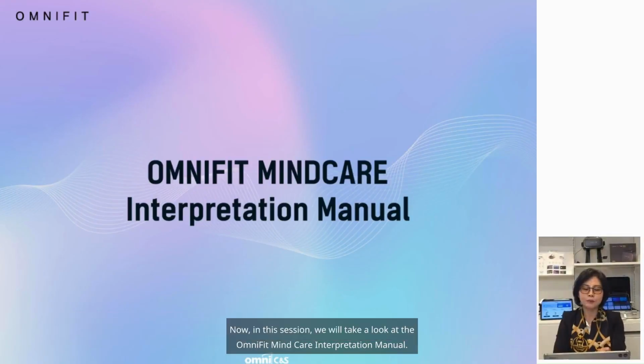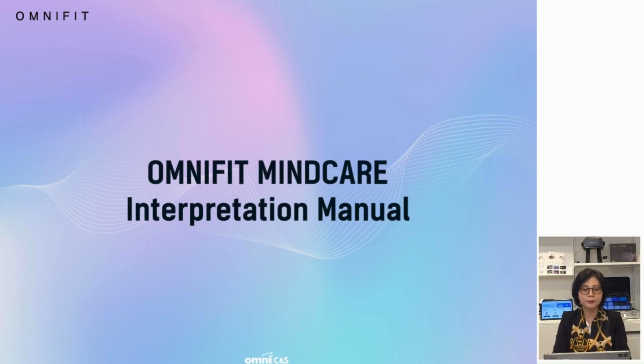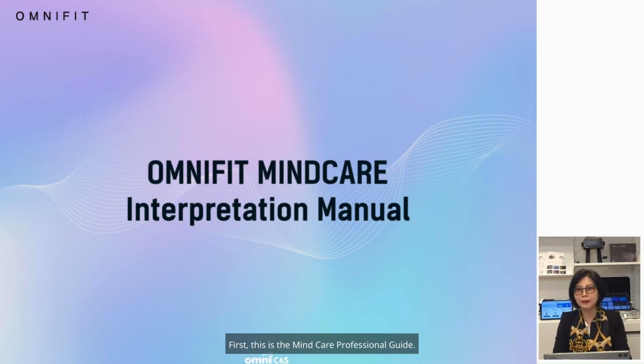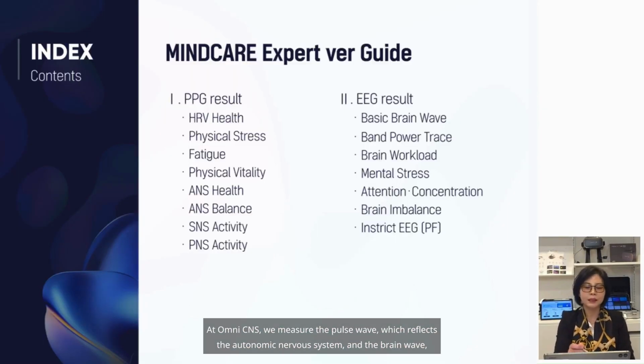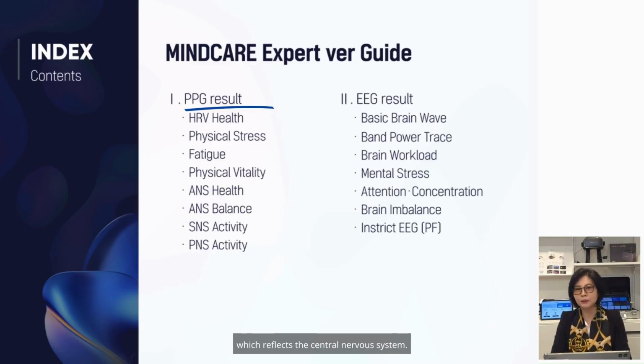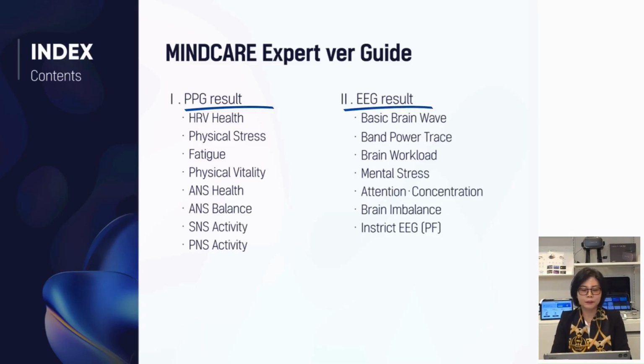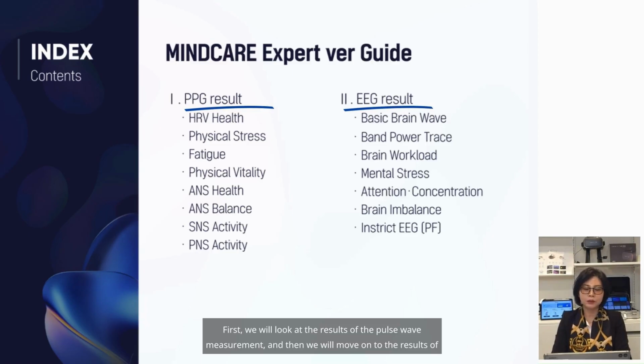Now, in this session, we will take a look at the OmniFit Mind Care Interpretation Manual. First, this is the Mind Care Professional Guide. At OmniCNS, we measure the pulse wave, which reflects the autonomic nervous system, and the brain wave, which reflects the central nervous system. First, we will look at the results of the pulse wave measurement, and then we will move on to the results of the brain wave measurement.